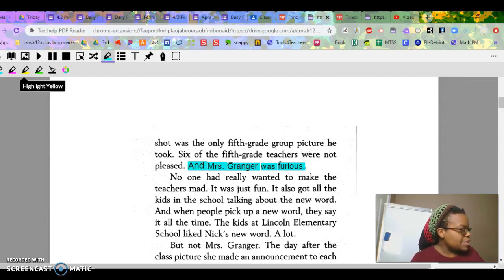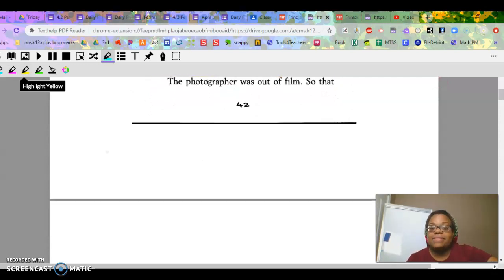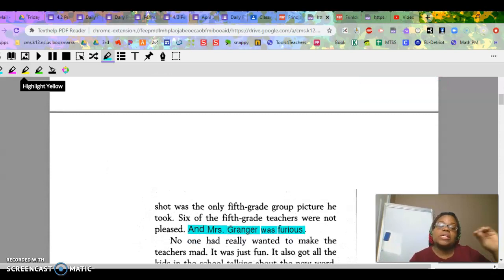Some of you also chose that Mrs. Granger asked the photographer to retake the picture. But if we look at the bottom of that page, it says that the photographer was out of film. I know nowadays we use our camera phones and we can take pictures. But what happens when you can't take any more pictures because you have no more memory, right? That's kind of what happened with him. He ran out of memory and he couldn't just delete his picture and start again. He had all that he could use out of that film. So that was the only photograph that he was able to take.